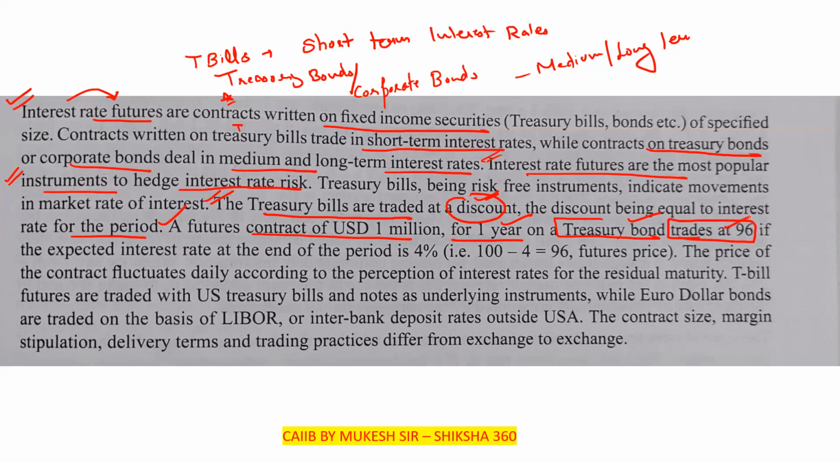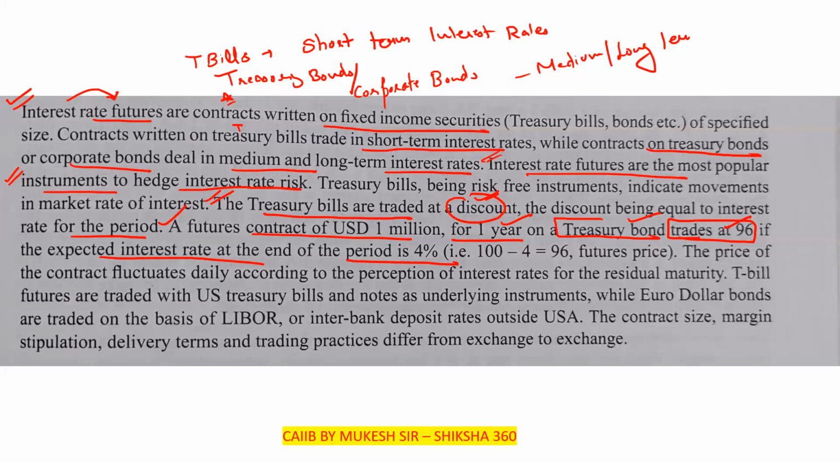It trades at 96 if the expected interest rate at the end of the period is 4%. So a future contract of USD 1 million for 1 year on a treasury bond trades at 96 if the expected interest rate at the end of the period is 4%. So what is the price?